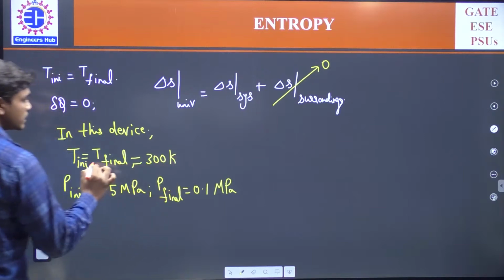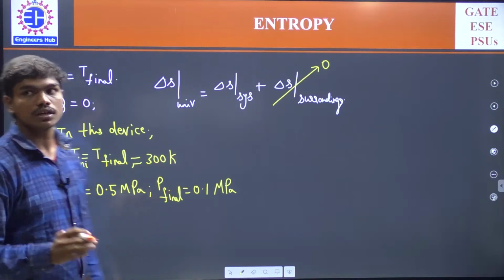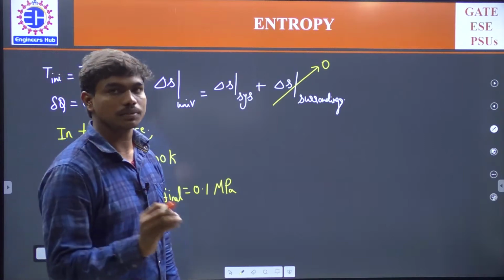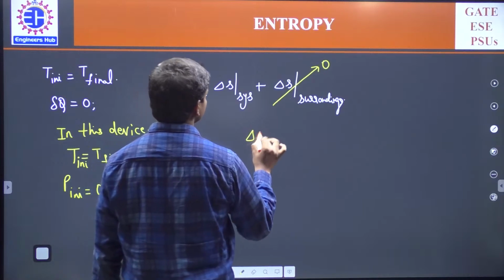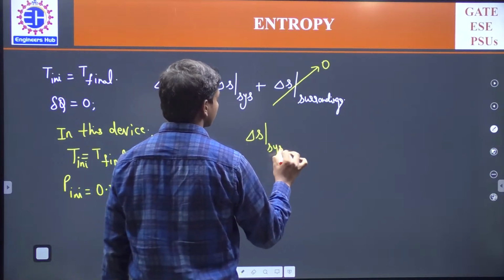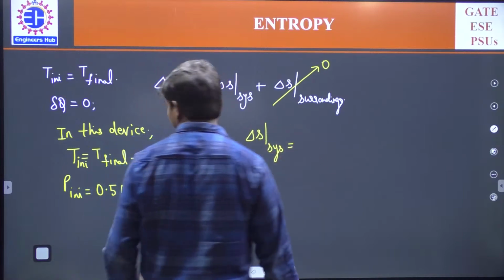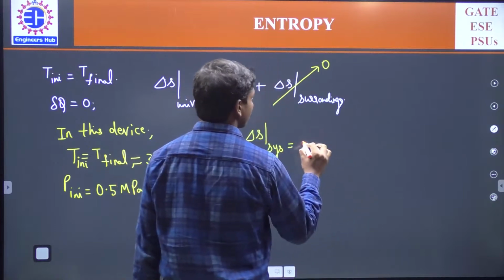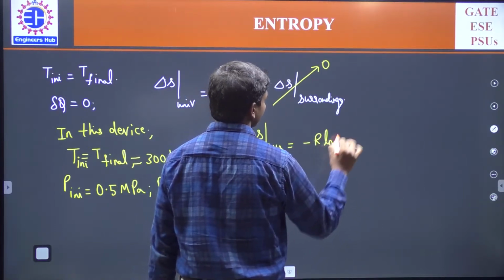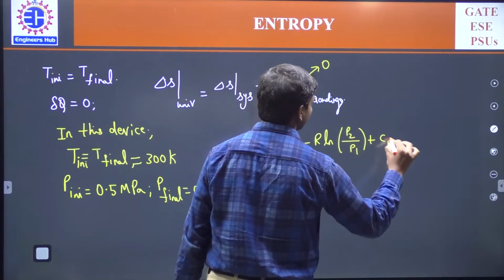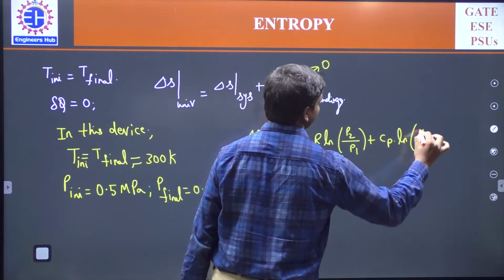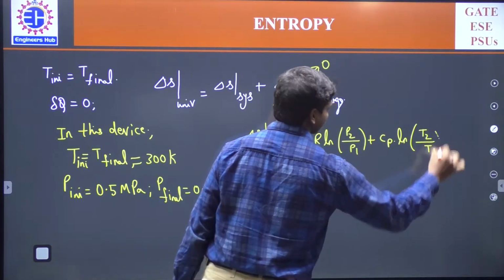Now why am I equating this initial temperature to final temperature? Because the working substance undergoing throttling is an ideal gas. So if you want to calculate this delta S of the system, since this ideal gas is undergoing the process, we know temperatures and we know pressures, so we can write minus R ln P2 by P1 plus Cp into ln T2 by T1. This is for the delta S of the system.